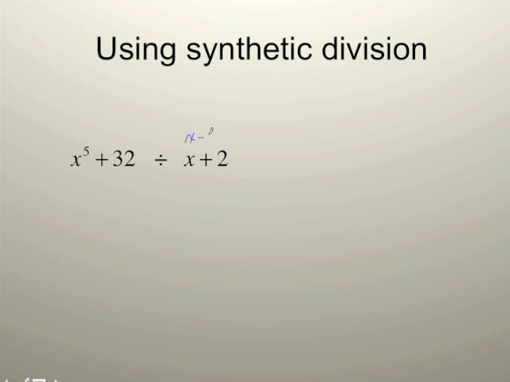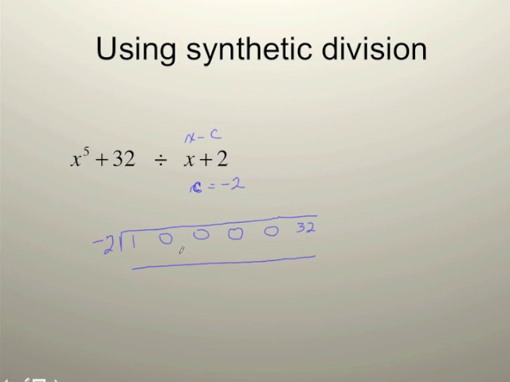Remember, it's x minus c. So in this case, c equals negative 2, because x minus a negative 2 would be x plus 2. So we have a negative 2. And it's a case where we have to fill in the places. So we have 1 x to the 5th, 0x to the 4th, 0x cubed, 0x squared, 0 x's, and 32.